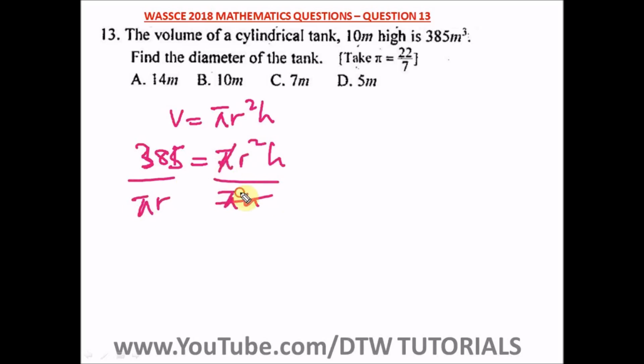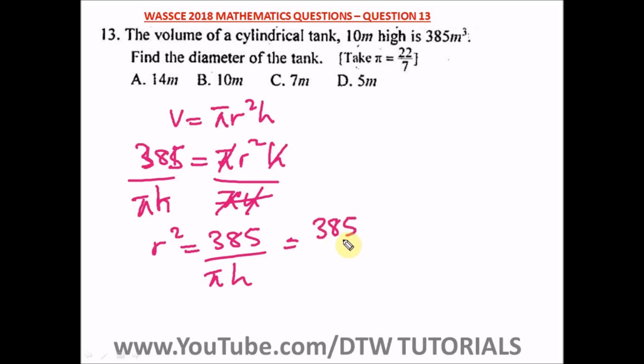This will cancel out, pi will cancel out pi here, h will cancel out h. So we are left with r square is equal to 385 divided by pi h. So what do we have here? We have 385 over pi, which is 22. Bring up 7. You know, pi is 22/7, so we just automatically bring up 7 here, because it's going to invert, times 10.